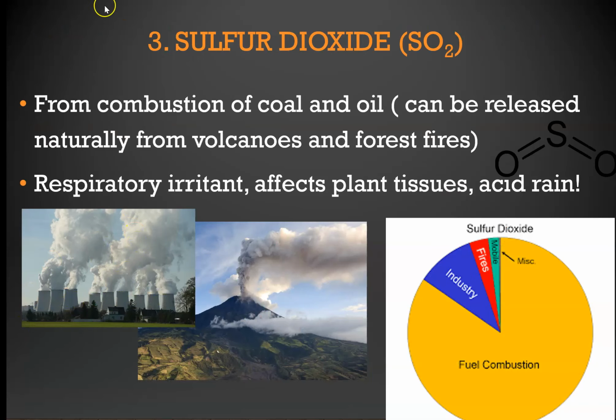The S in NOSE CLIP stands for sulfur dioxide, which is 1 part sulfur and 2 parts oxygen. The main source of sulfur dioxide in our atmosphere is fuel combustion, which is the burning of coal and oil in this case. Some can be released naturally from things like volcanoes and forest fires, but they're much smaller parts compared to the human sources of sulfur dioxide. It's a respiratory irritant again. It can affect plant tissues and cause acid rain, which I will get into more later.